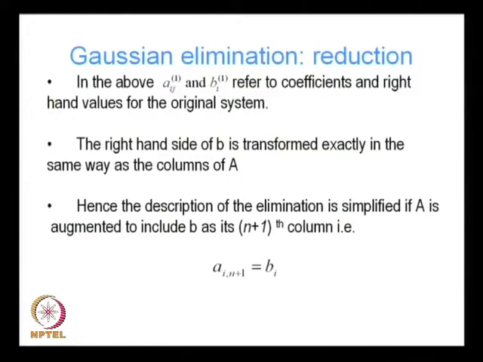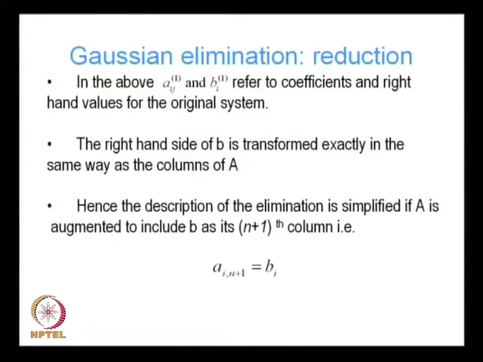So, in the above, ai1 and bi1 refer to coefficients and right hand values for the original system. bi1 refers to the right hand values after the first step in the reduction procedure. Similarly, bin would refer to the right hand values after the nth step in the reduction procedure. The right hand side of B is transformed exactly in the same way as the columns of A.